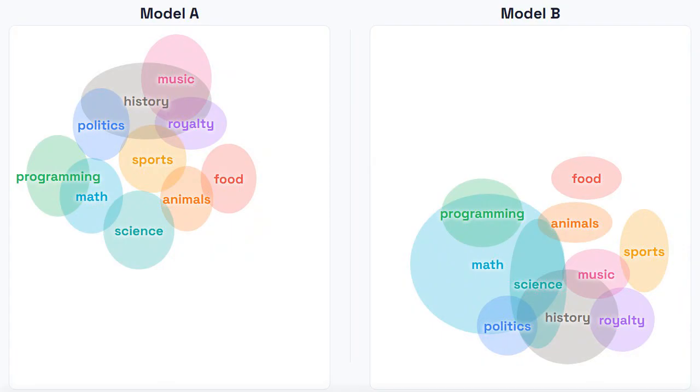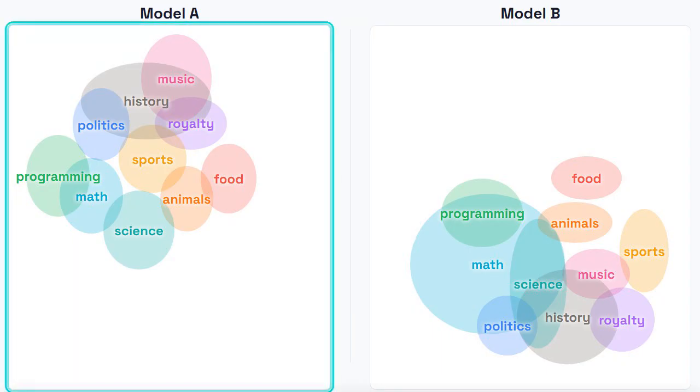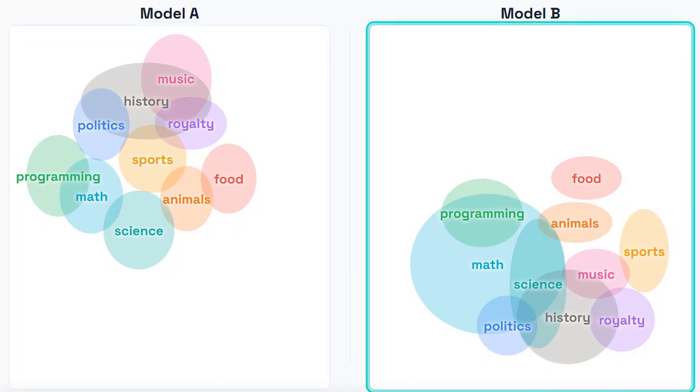See how food sits off on its own in both models, completely separate from everything else. Pizza has nothing to do with algorithms. And math and programming? Neighbors. In both, the models agree on which fields are related. History and politics, close together on both sides.